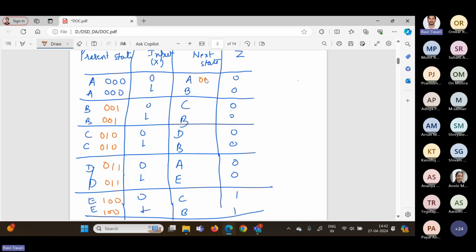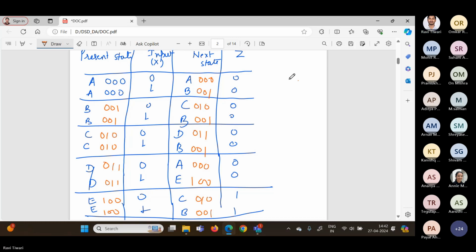A is represented by 0 0 0, B is represented by 0 0 1, C is represented by 0 1 0, B is represented by 0 0 1, D is represented by 0 1 1, B is represented by 0 0 1, A is represented by 0 0 0, E is represented by 1 0 0, C is represented by 0 1 0, and B is represented by 0 0 1.